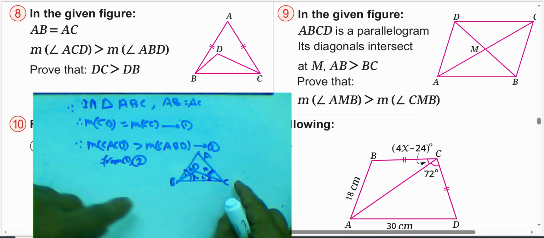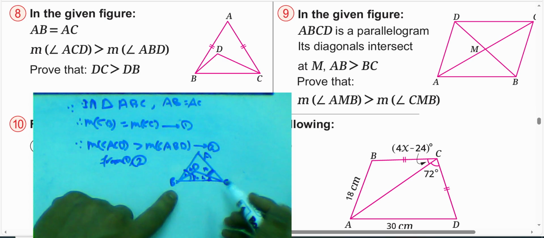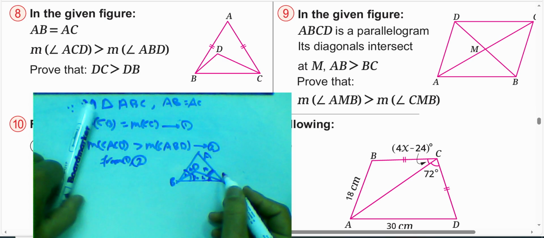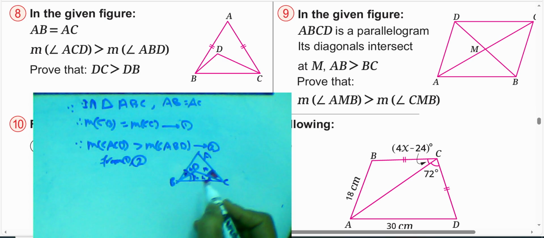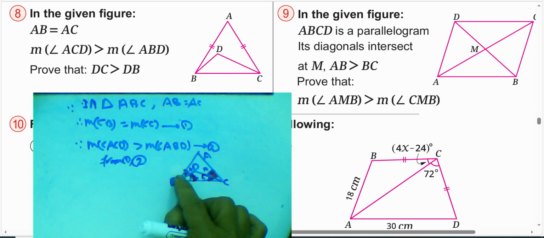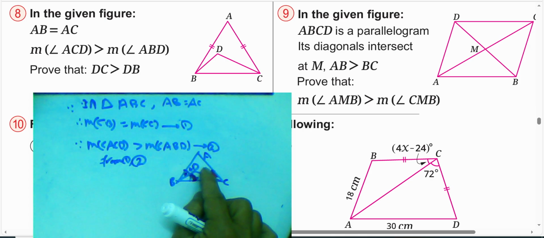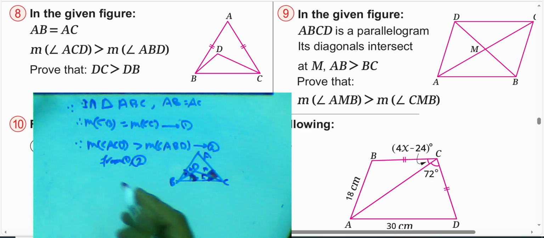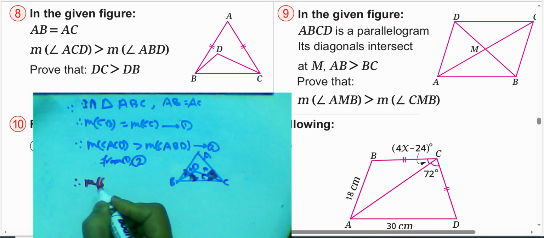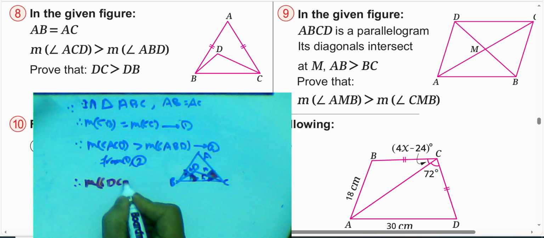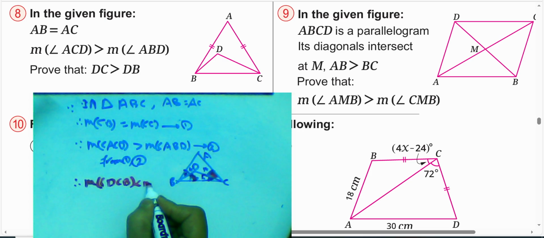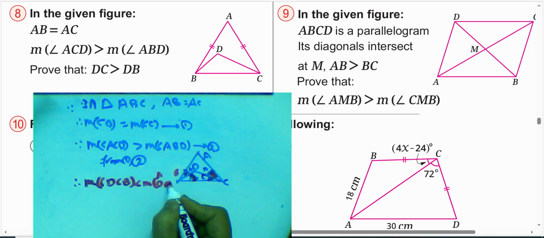So again, we have angle C equal to angle B, and this angle ACD is greater than this angle. Then the remainder here, about the first, will be less than the remainder of the smaller angle. This is greater and this is smaller. Then the remainder here will be less than the remainder here. Then the measure of angle DCB is less than the measure of angle DBC.